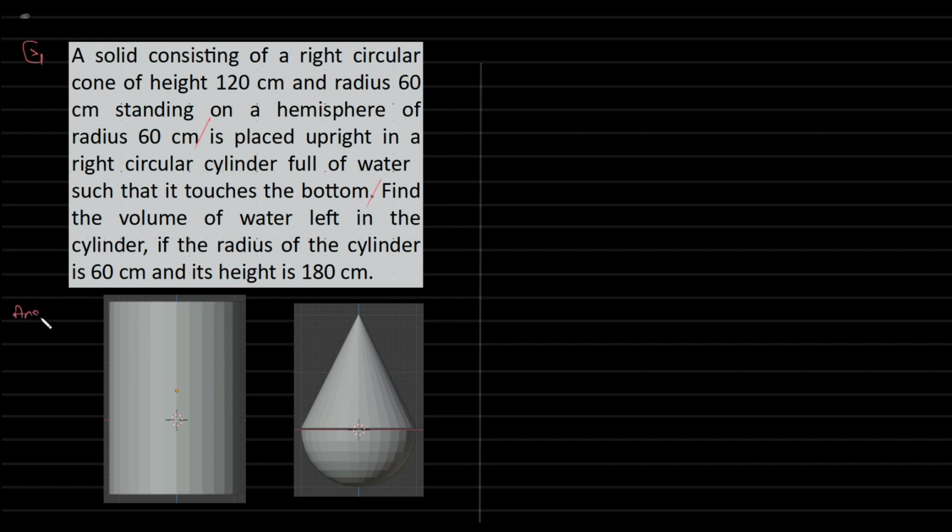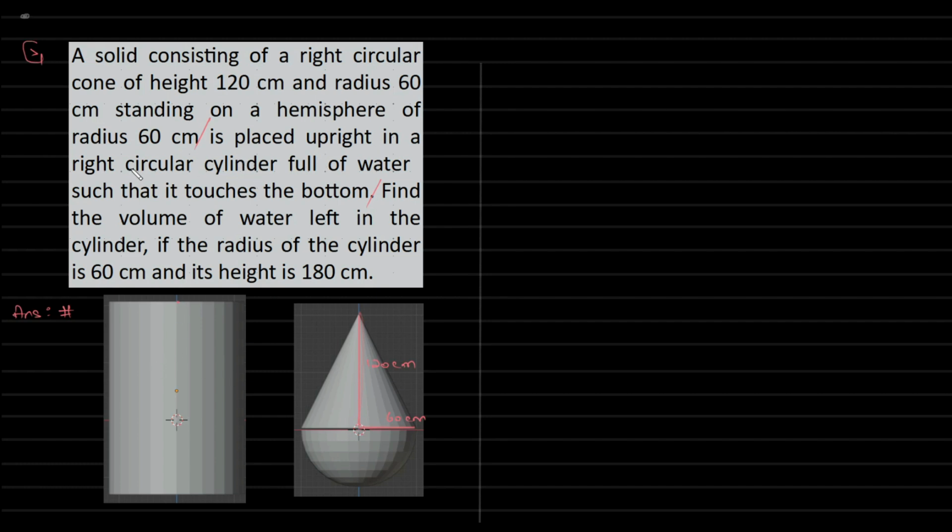So, a solid consisting of a right circular cone of height 120 centimeter and radius 60 centimeter. This is the right circular cone. So we're looking at the cone of radius 60 centimeter. This is the bottom, and the height is 120 centimeter. This is 60 centimeter. And the hemisphere is also 60 centimeter. So this is good enough. You need not write more than this.